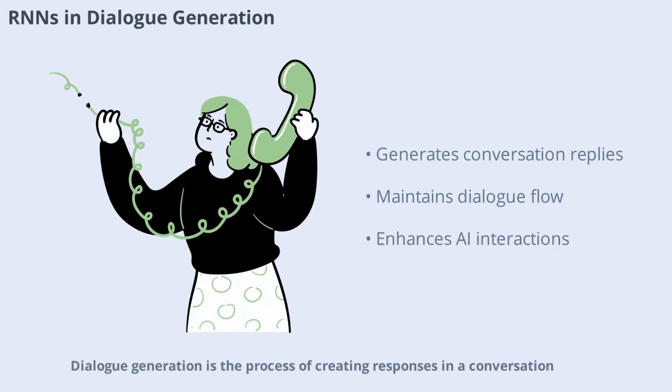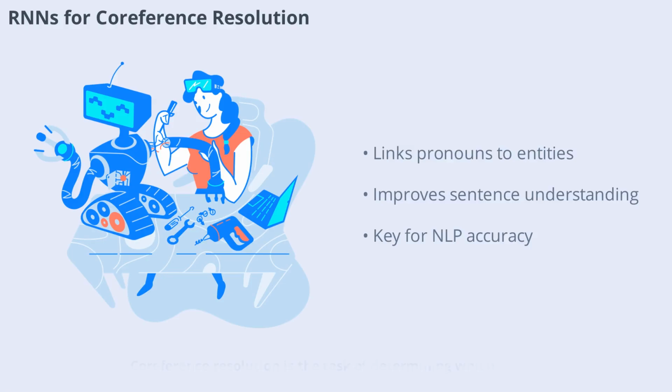Dialogue generation is the process of creating responses in a conversation, and RNNs are often used for this purpose. By analyzing the sequence of previous messages, RNNs can generate relevant and coherent replies, making conversations with AI systems feel more natural and engaging.